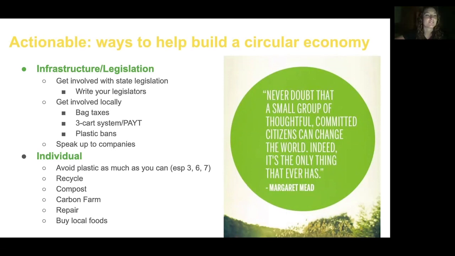So I ran out of light, as you can see, so I literally have my flashlight on my face right now.